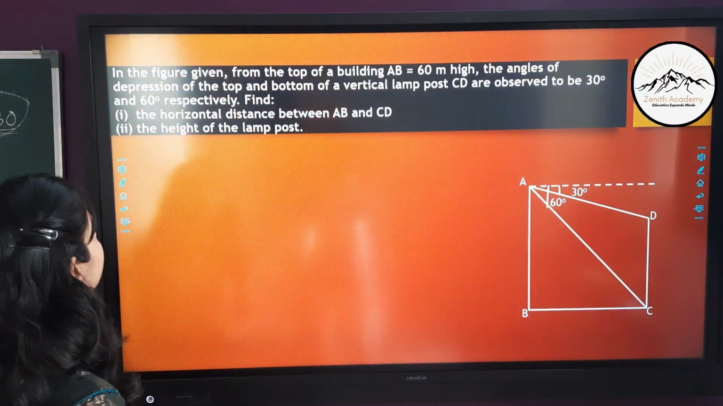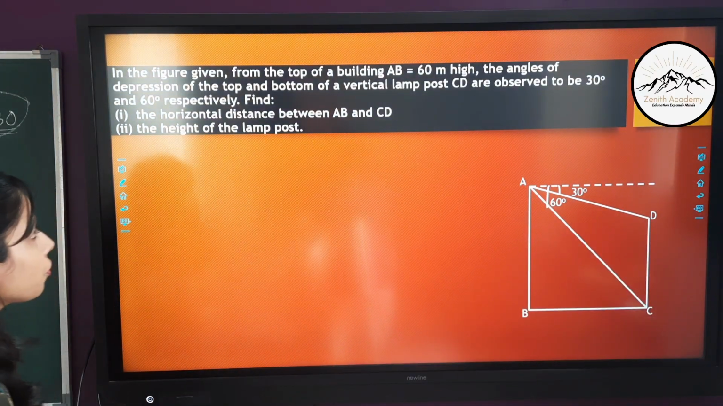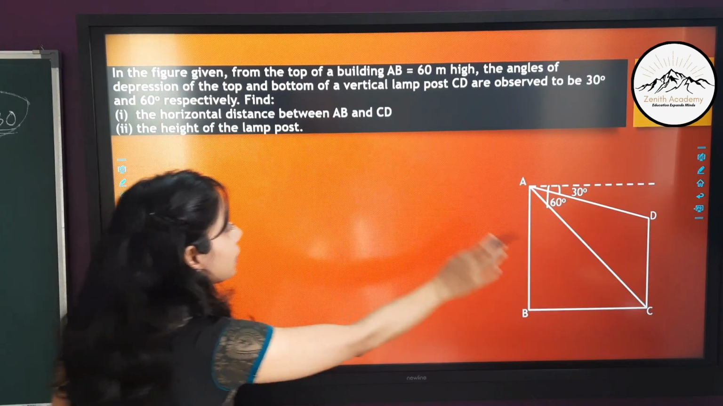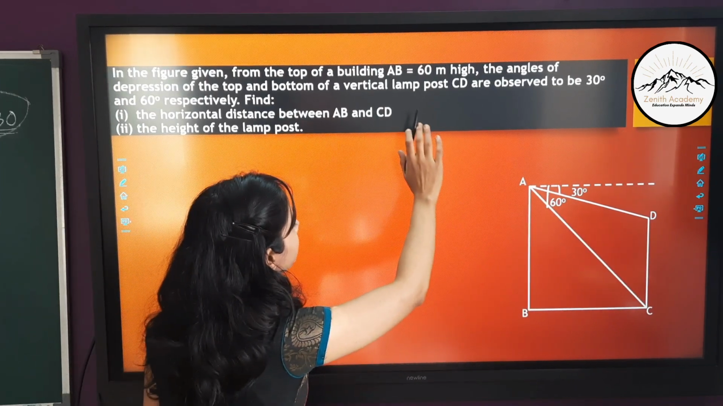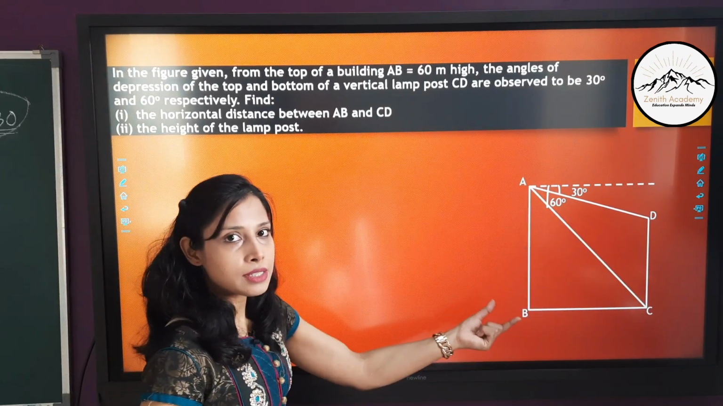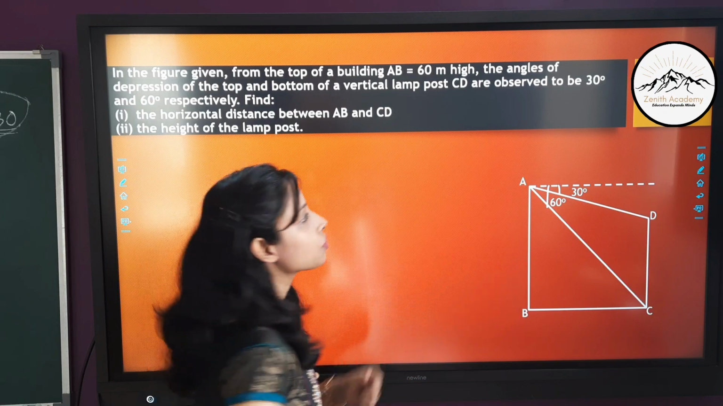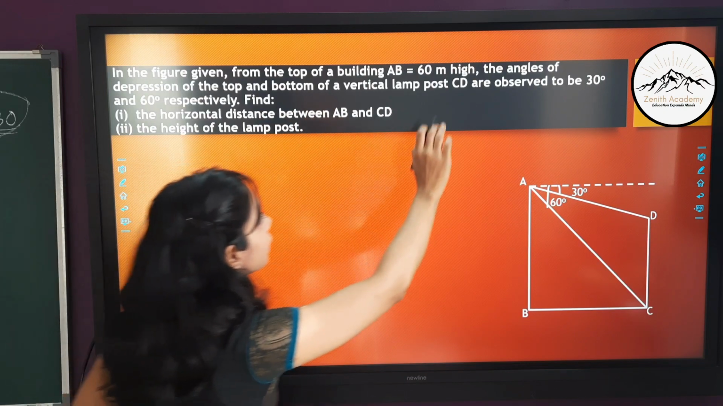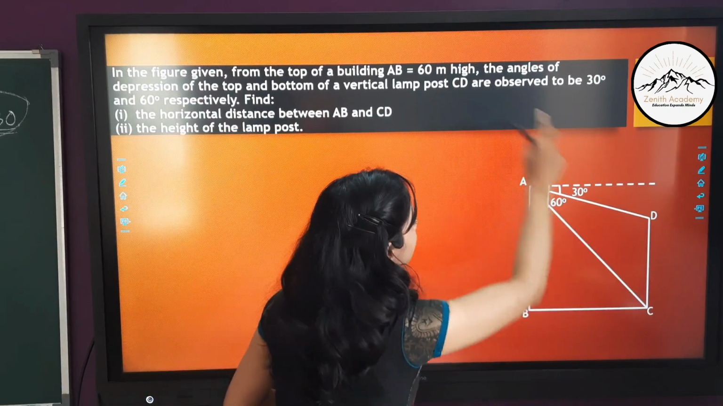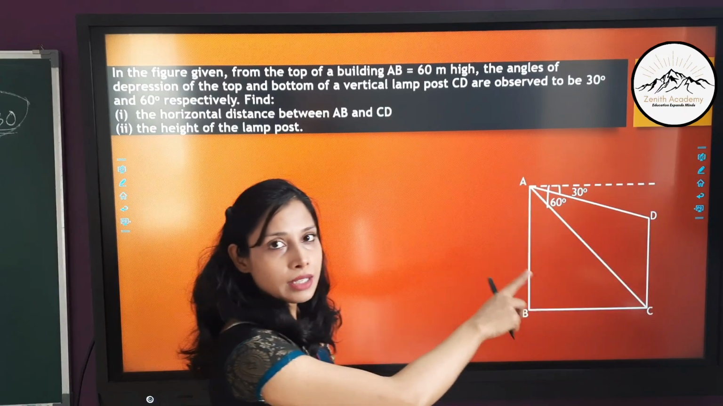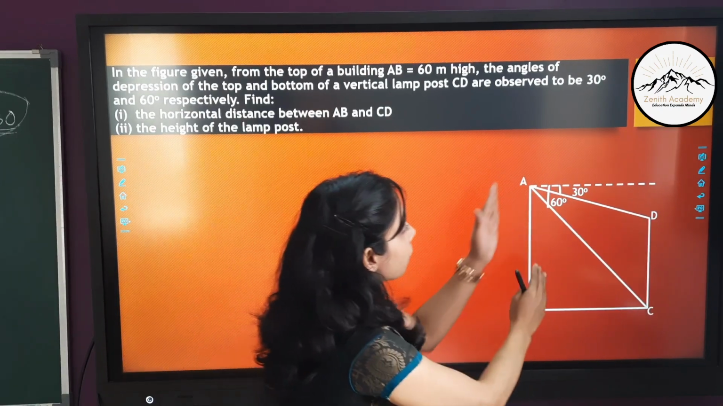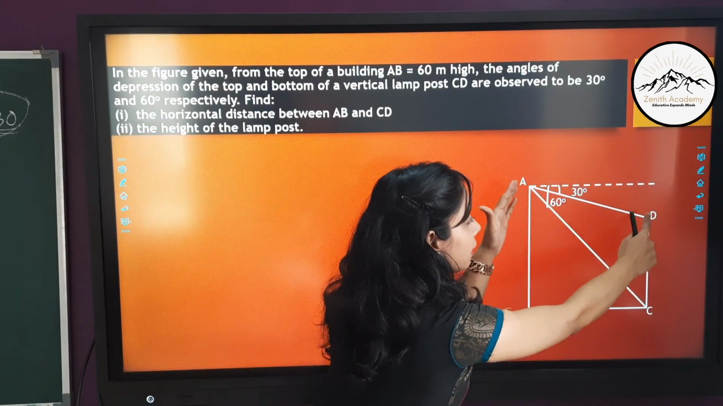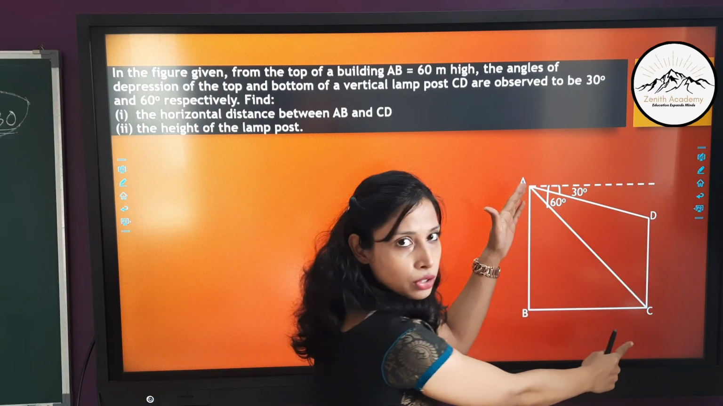Our first question is, in the given figure from the top of a building AB is equal to 60 meters high. We have been given this figure from the top of a building AB. Now AB is representing a building which is equal to 60 meters. The angles of depression of the top and bottom of a vertical lamp post CD. Now CD is representing a vertical lamp post, and from this building AB, two angles of depression are forming. One angle is for the top of the lamppost and one angle is for the bottom of the lamppost.